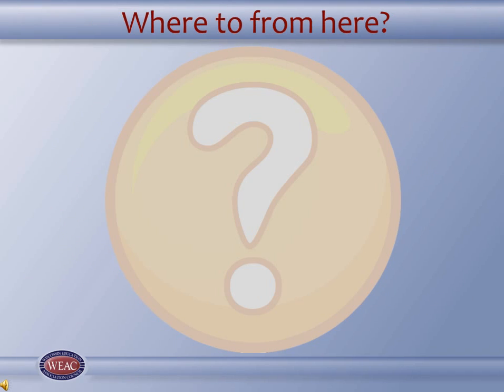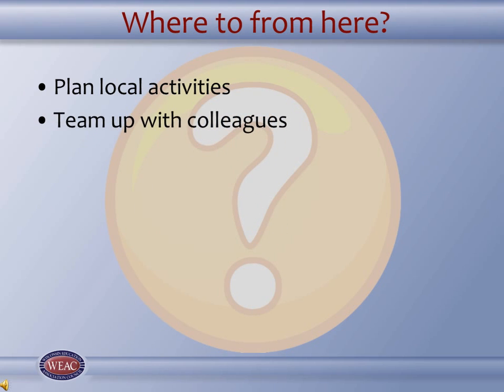So where do we go from here? Plan local activities. Remember, information is power. Learning about this educator effectiveness system can take away some of the stress of the unknown and help you and your colleagues to meet these challenges together. Team up with those colleagues. Share what you know and what you have learned. It helps you and others and can surface common issues as well as strengths.